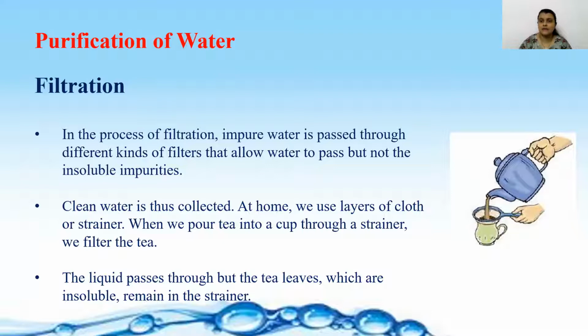There is one example: when we pour tea into a cup through a strainer, we filter the tea, and whatever impurities and leftover things are there stay in the strainer. The liquid passes through, but the tea leaves, which are insoluble, remain. Why, children? Tea leaves are insoluble, so they will remain in the strainer only, right?